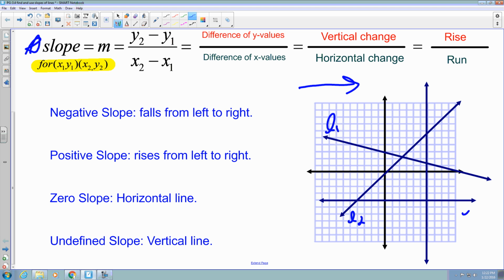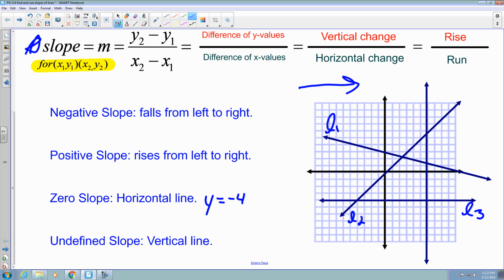So line 3 right here is going to represent a zero slope. So it's a horizontal line. In this case, it's going to be y equals some value. In this example here, it's going to be -1, -2, -3, -4. So you wouldn't have anything as a value of x.